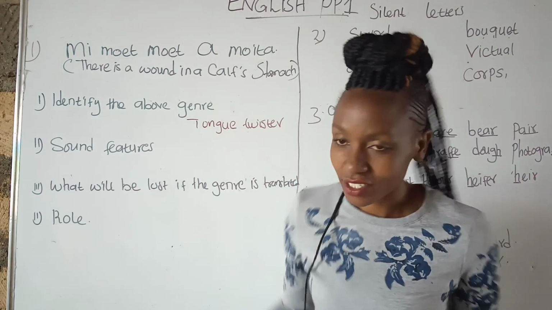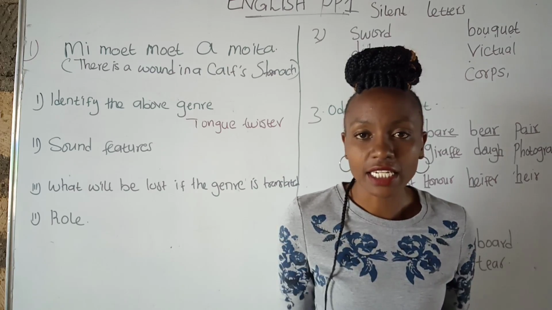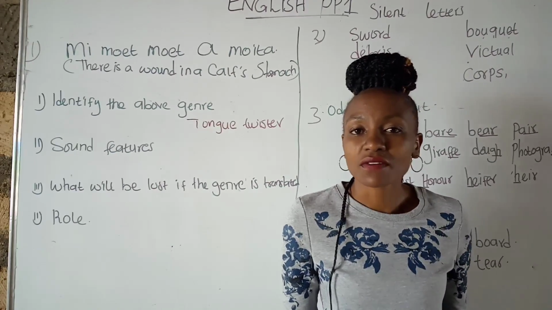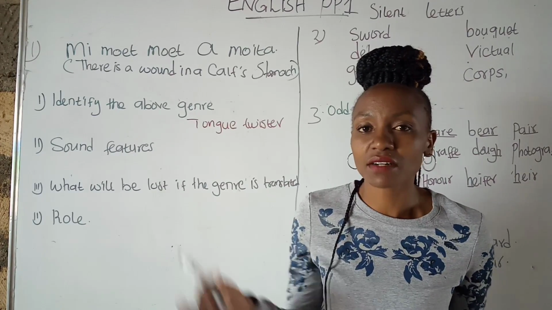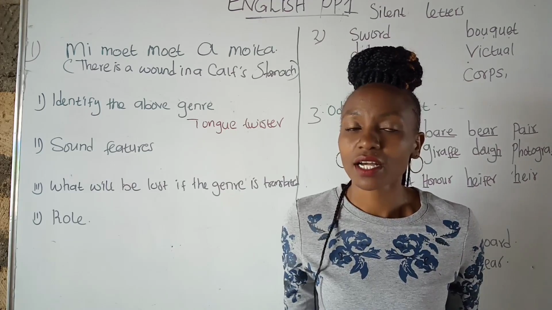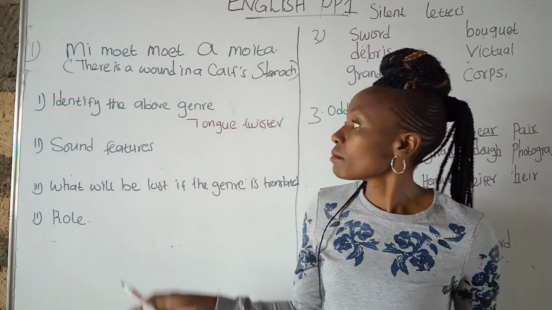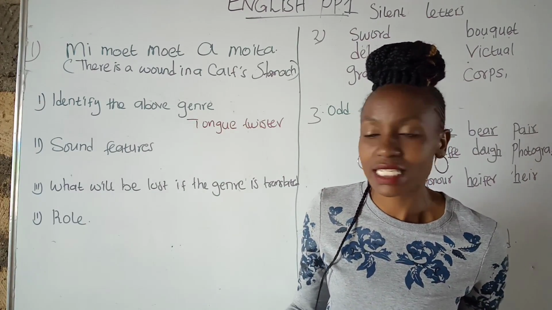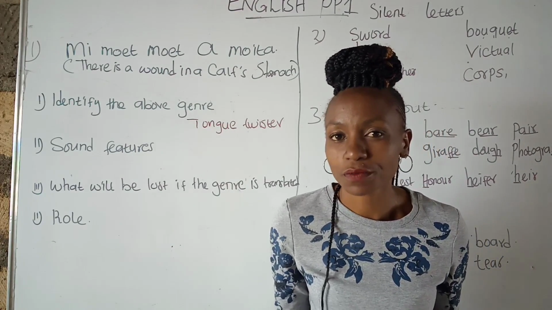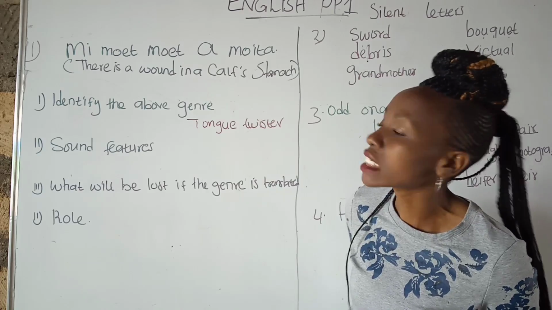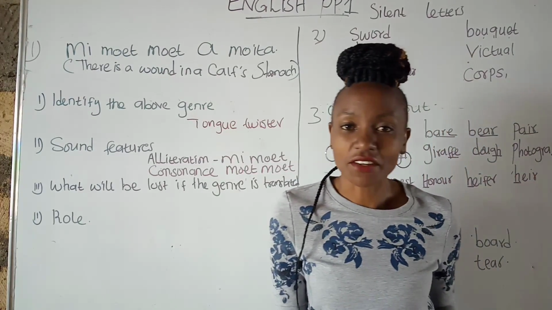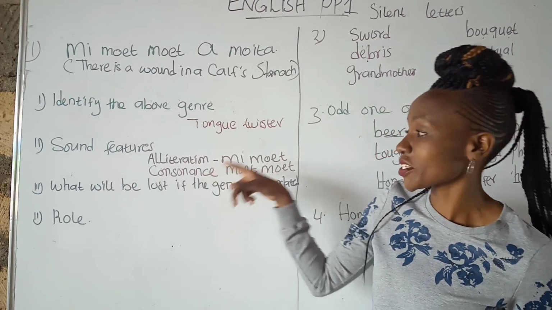And the second question, when I read it: identify and illustrate 2 features of sounds in the above genre. We have so many sound features. We have alliteration, assonance, consonance, rhyme, onomatopoeia, and so on. But then you have to check which ones are present in our tongue twister. And first, we have the alliteration. I decided to write down the answers first because it's hard for me to use this side.